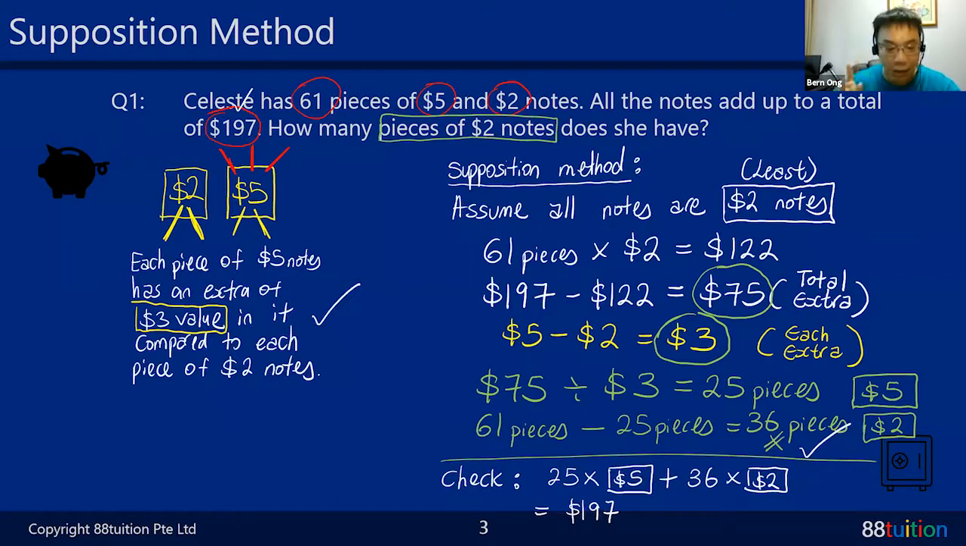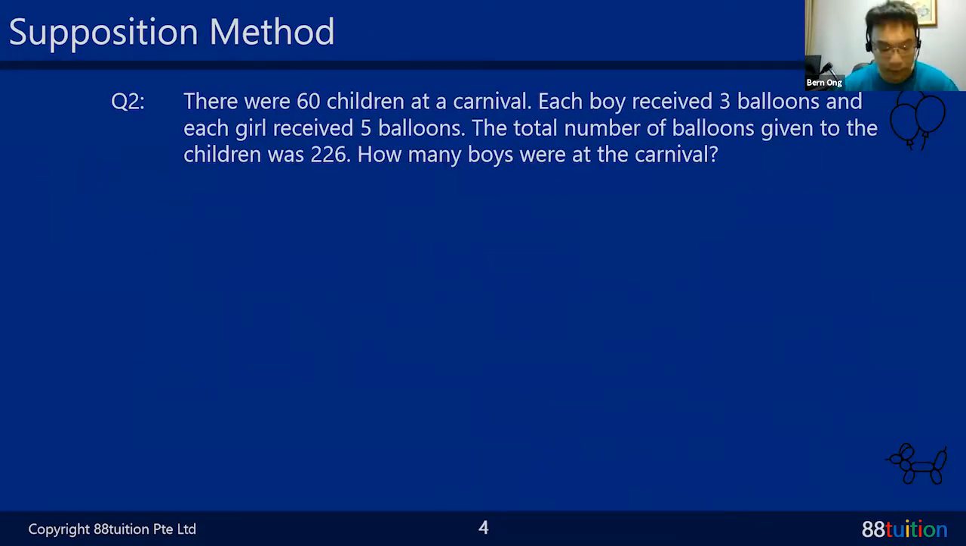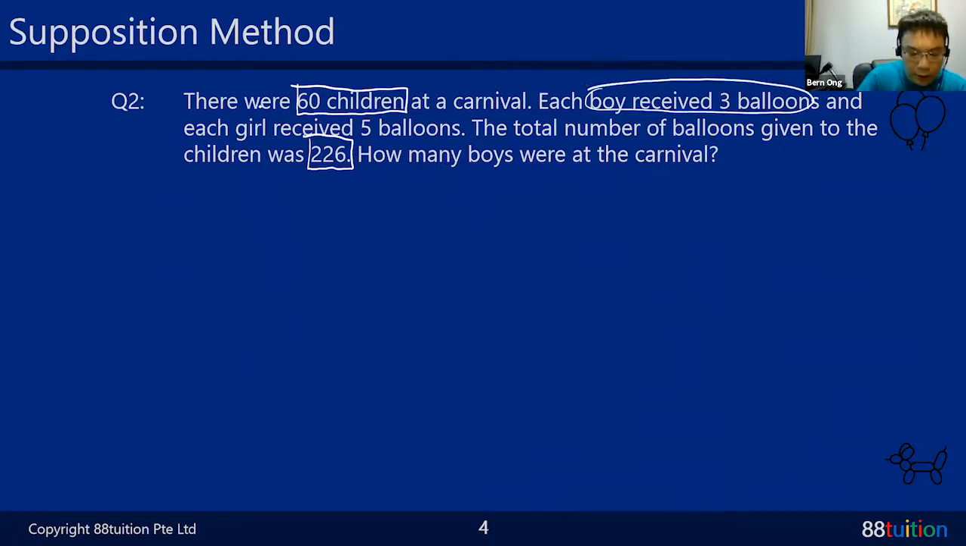Okay, so let's take a look at the next question. Very similar. It's just changing items only. This one was money. What's the next one? Balloons. All right, next one is balloons. So do we have the 4 pieces of information? Number 1, we got the total children. We got the total balloons. We know that one boy got 3 balloons. We know that one girl got 5 balloons. Standard supposition method. Can you see now?